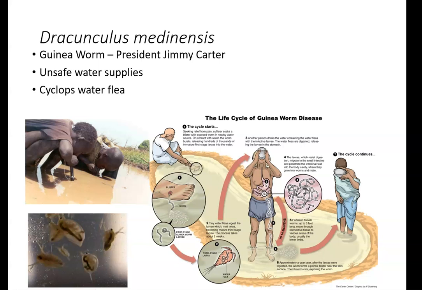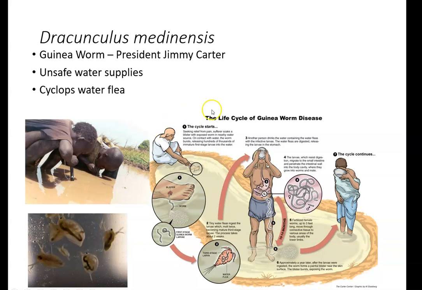So, Dracunculus medinensis is the guinea worm. And I told you earlier that the guinea worm used to be a huge problem. I can't say it was worldwide, but it was a huge problem in Africa. There were millions of people every year having these infections over and over and over again.